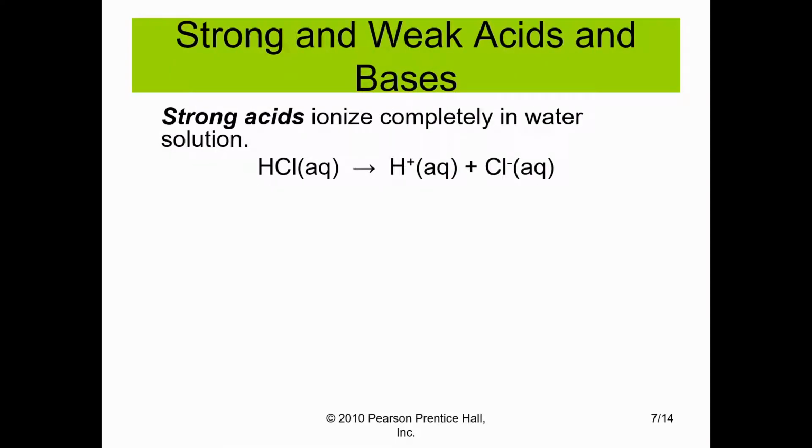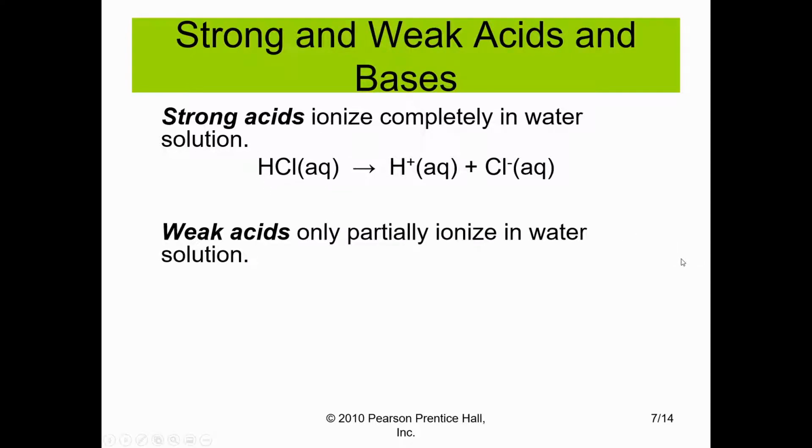A strong acid and a weak acid are two different types of acids that can exist. A strong acid is going to completely ionize in water solutions. For example, we have HCl, or hydrochloric acid. This is an example of a strong acid. When we add HCl to water, every single molecule of HCl turns into an H+ and a Cl-. None of the molecule exists as HCl.